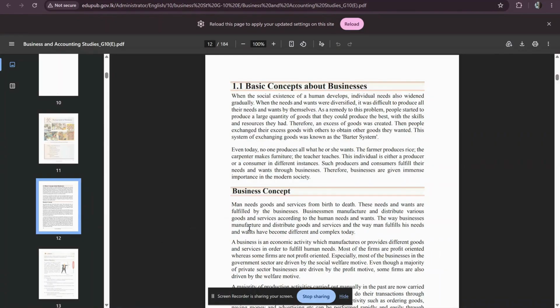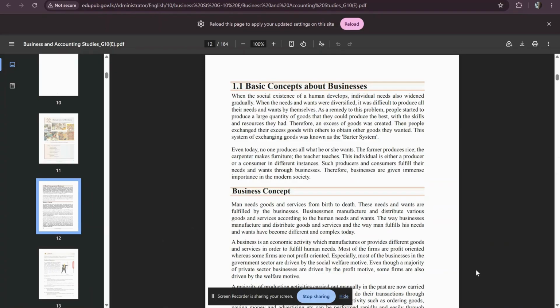The way business manufactures and distributes goods and services and the way man fulfills his needs and wants have become different and complex today. A business is an economic activity which manufactures or provides different goods and services in order to fulfill human needs. Most of the firms are profit oriented, whereas some firms are non profit oriented. Especially most of the businesses in the government sector are driven by a social welfare motive.